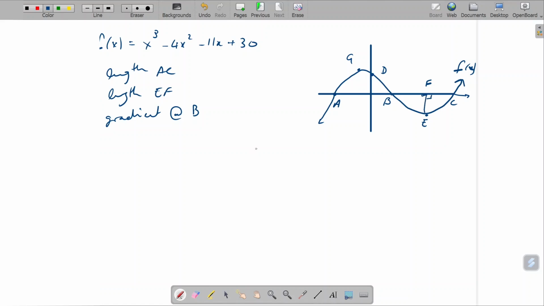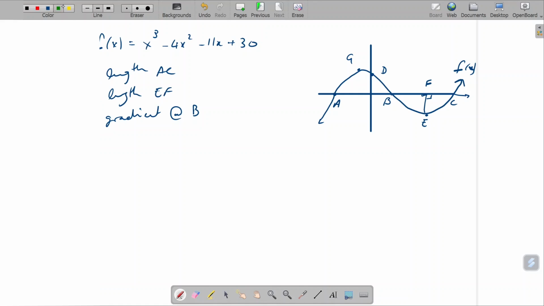So what we need to know is that A, B, and C are on the x-axis. That means they are x-cuts, x-intercepts. D is on the y-axis. It is a y-intercept. G and E are the local maximum and local minimum, so they are stationary points. And F is vertically above point E on the x-axis. It is directly above point E.